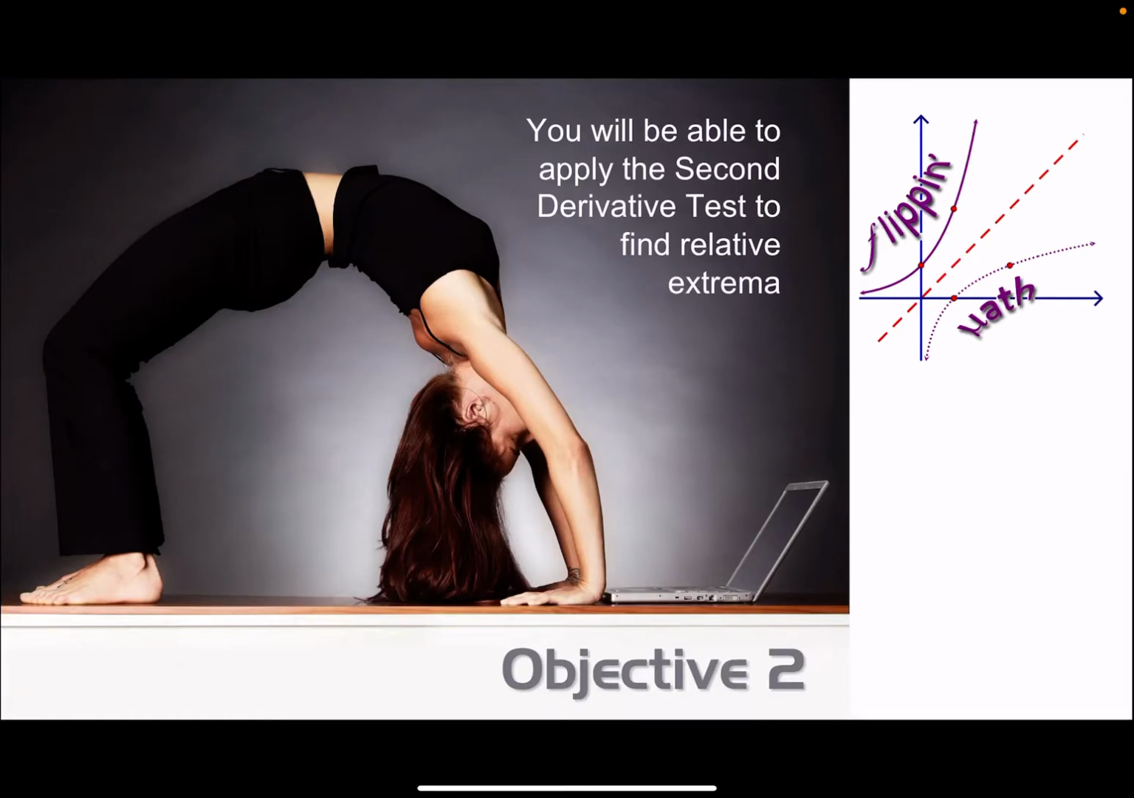Welcome to the second objective, learning target for our lesson on how second derivatives shape a graph. We're going to be able to apply the second derivative test to find relative extrema. The second derivative test does the same thing that the first derivative test does, and that tells us where we have relative mins or maxes. And remember, a relative min or max has to occur at a critical value, where the first derivative is equal to 0 or undefined. So there's step number one.